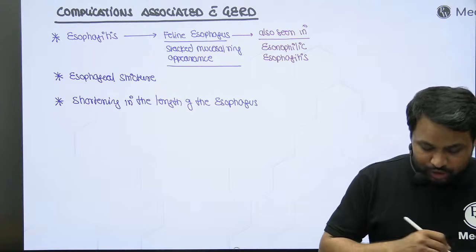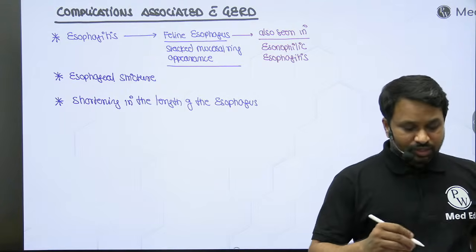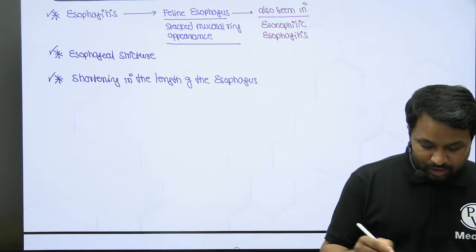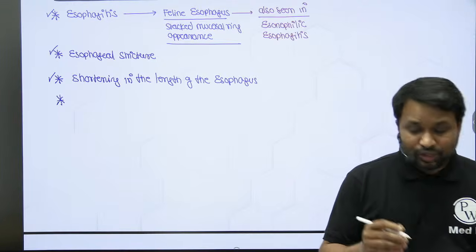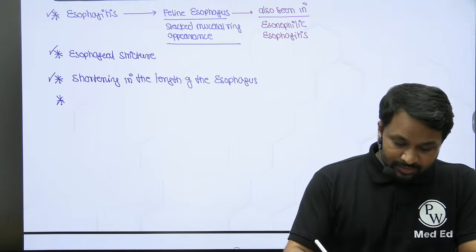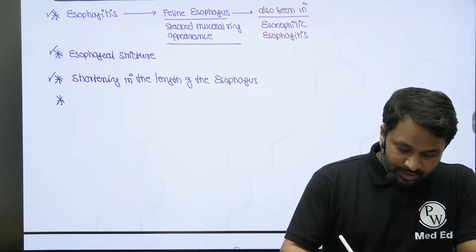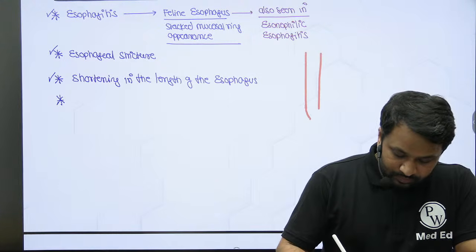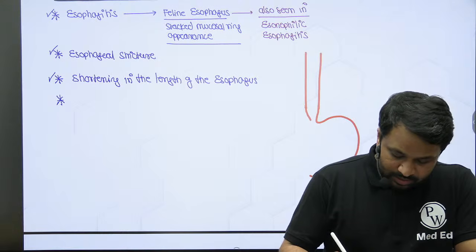This will result in shortening in the length of the esophagus. So there is esophagitis, there is esophageal stricture, shortening in the length of the esophagus. Now, whenever the esophageal length gets shortened, there is something very interesting that you need to understand. If this is the esophagus, this is the stomach that you have.